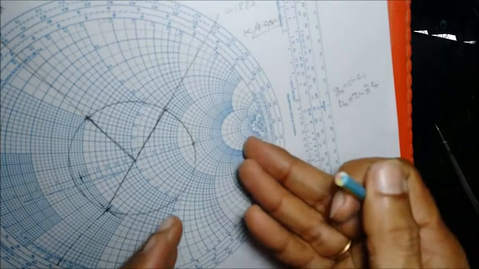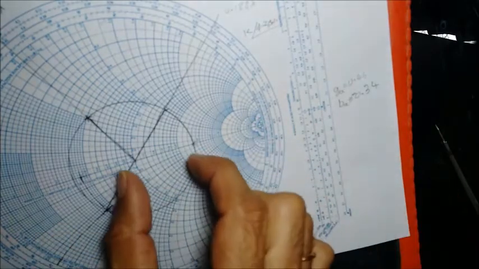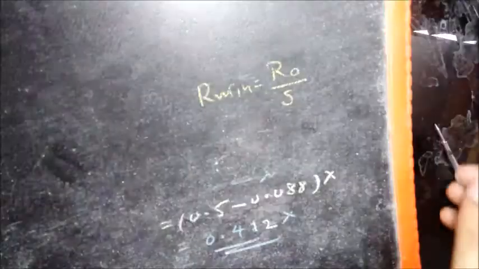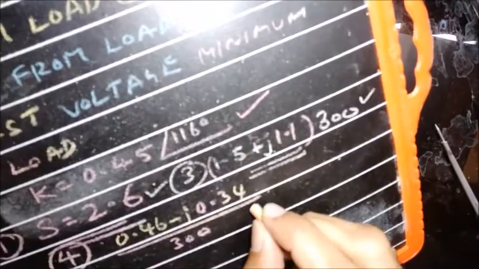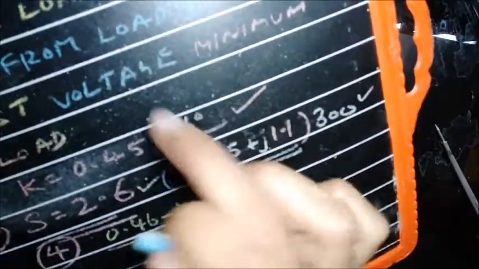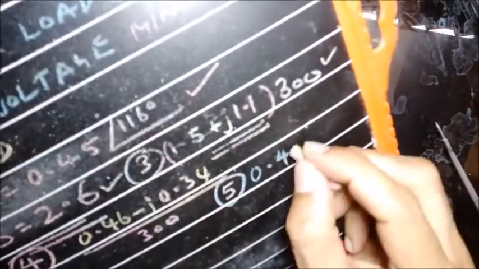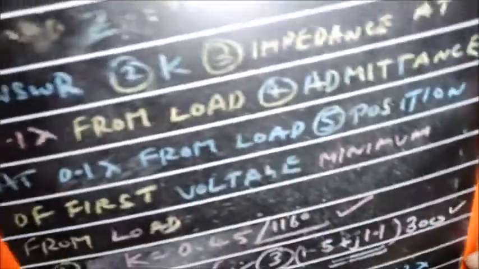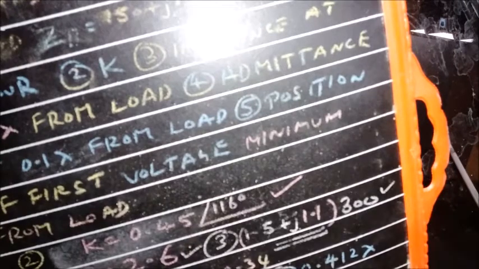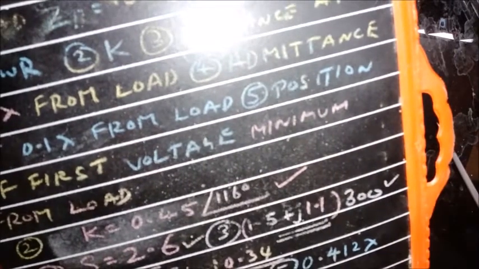This is a different way of understanding the same thing. There I explained in terms of the radius of the circles. So in the context of this problem, we have answered the last part also, the fifth part. The position of first voltage minimum from the load is 0.412 lambda away from the load towards the source. And that completes the solution of this problem.